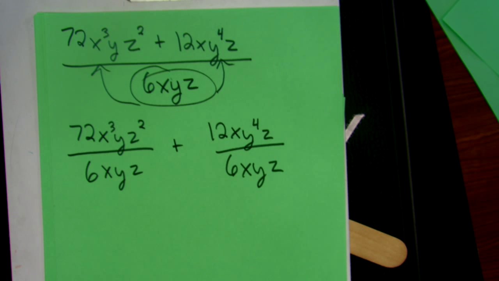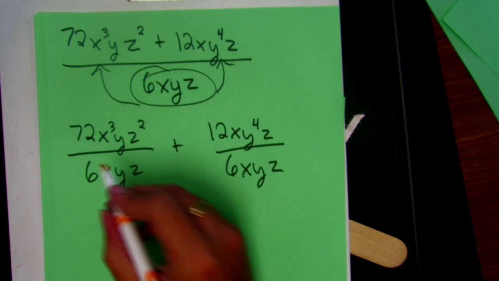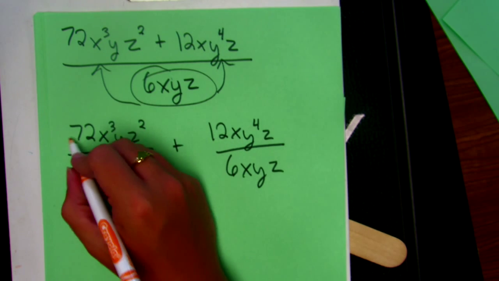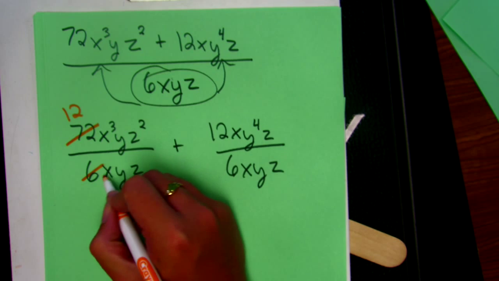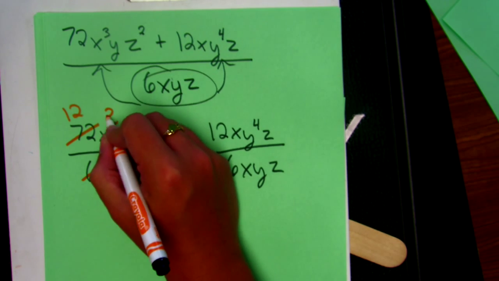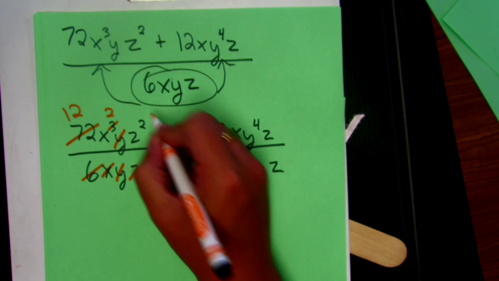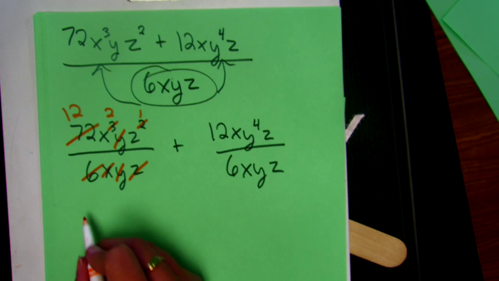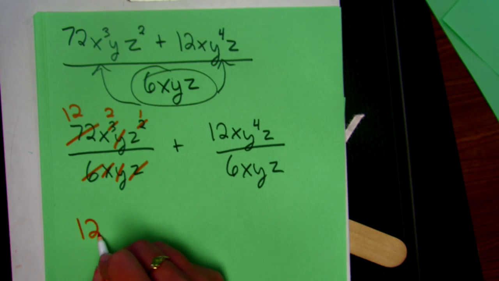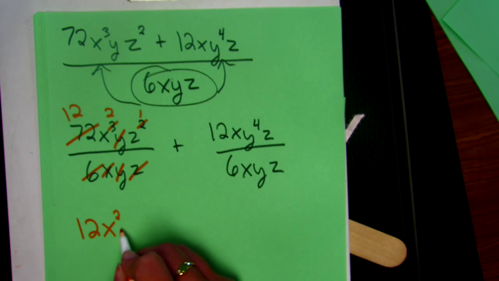So now we get to canceling. 6 goes into 72 12 times. This x will cancel one of those x's. The y's cancel out completely, and this z cancels out one of those z's, leaving us 12x squared z.